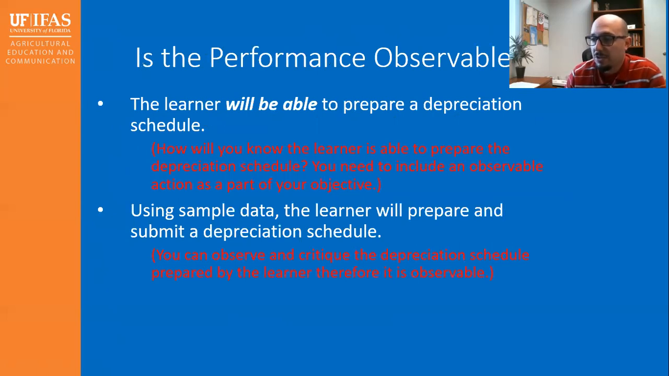One of the things that you want to make sure you consider as well is whether the performance is observable. So here's a real quick example of how you can take a not necessarily observable action and turn it into an observable action that you can then evaluate. The learner will be able to prepare a depreciation schedule. So the question is, how will you know the learner is able to prepare the schedule? You need to include an observable action as part of your objective. So you do: using sample data, the learner will prepare and submit a depreciation schedule. So you can actually observe and critique the depreciation schedule because the learner has submitted it, and that's something that you can then observe.